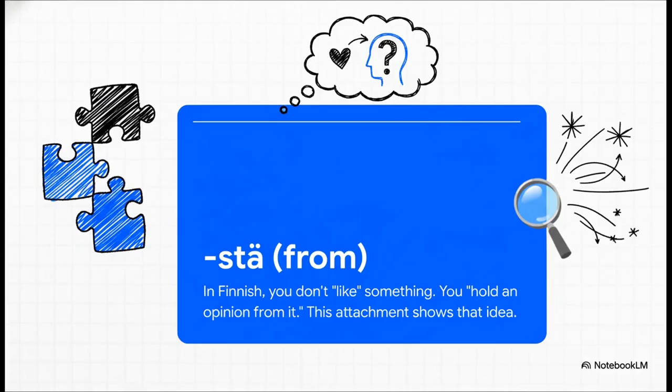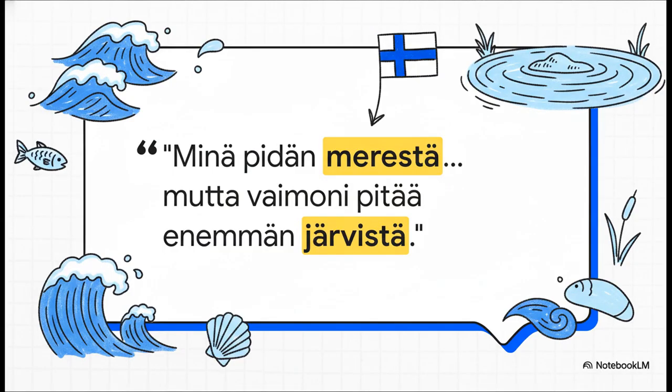Now, this system isn't just for physical locations. It also works for abstract ideas, which is where things get really fascinating. For example, the attachment sta means "from." But get this, in Finnish, to say you like something, the logic is that you hold an opinion from it. It's a completely different way to frame the whole idea of preference. And here is that exact concept in action. Minä pidän merestä literally translates to, "I like sea from." Vaimoni pitää enemmän järvistä is, "my wife likes more lakes from." You just take the root word for sea, meri, add that ta ending, and you get merestä. The system is just beautifully consistent.